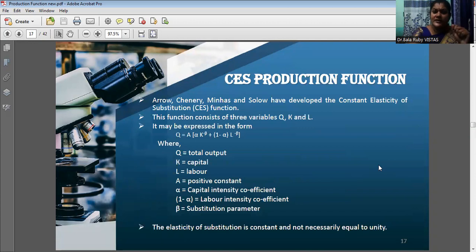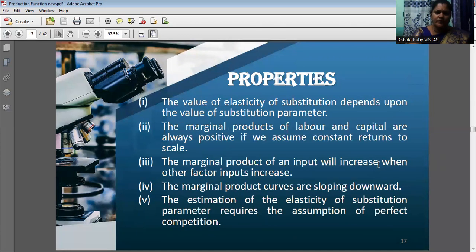The next one is the CES production function. This CES production function was introduced by Arrow, Chenery, Minhas as well as Solow. They have expressed this CES production function in this general form: Q is equal to A [alpha K power minus beta plus 1 minus alpha L power minus beta]. Here Q is total output, K is capital, L is labor, alpha is the capital intensity coefficient, and 1 minus alpha is the labor intensity coefficient.